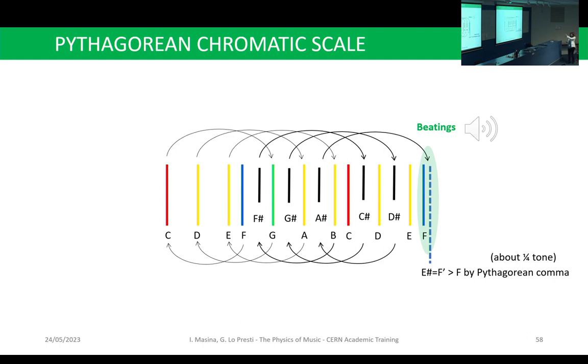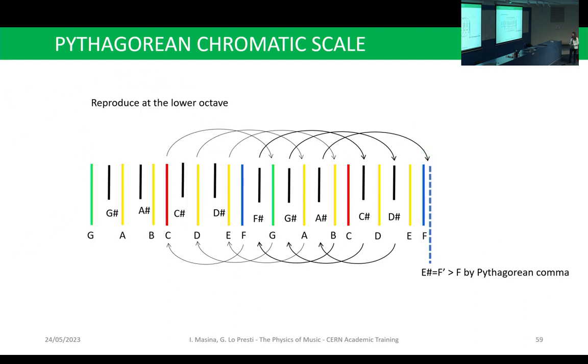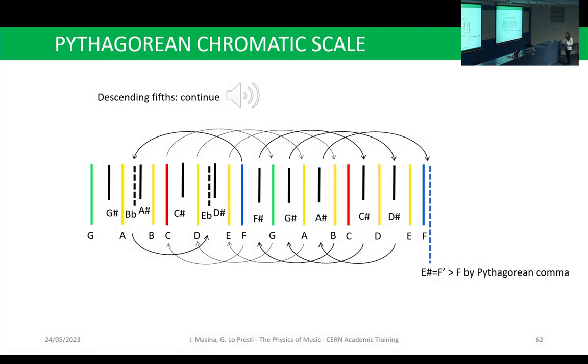Let's try it in the other direction. So now, again, from F, we go down by a fifth, and we go the other way. First of all, reproduce all you have at the lower octave, and then go down. Let this descend. Well, you have a B flat, which is below in frequency with respect to the A sharp obtained before. Okay, let's continue, go up again. So, conclusion: impossible to make flat and sharp coincide for all black keys in the keyboard.